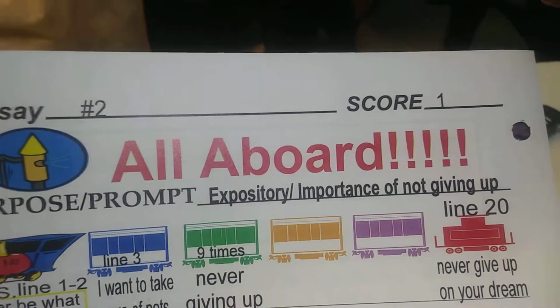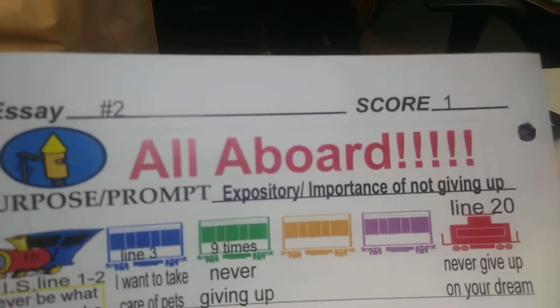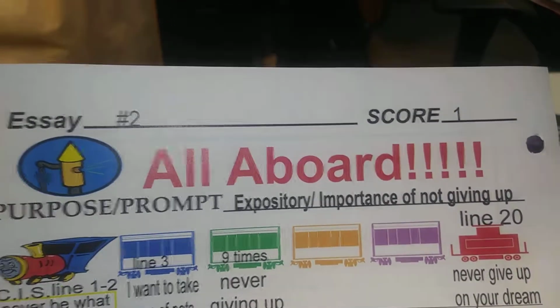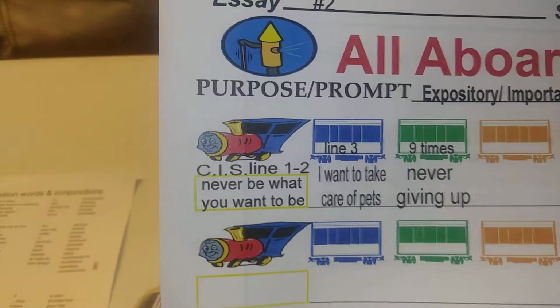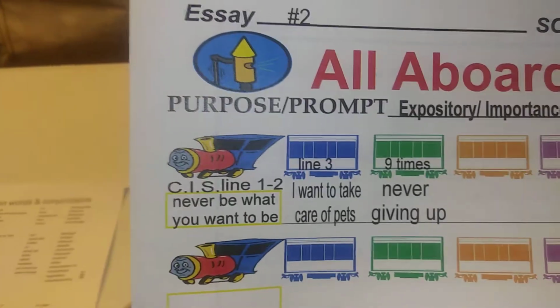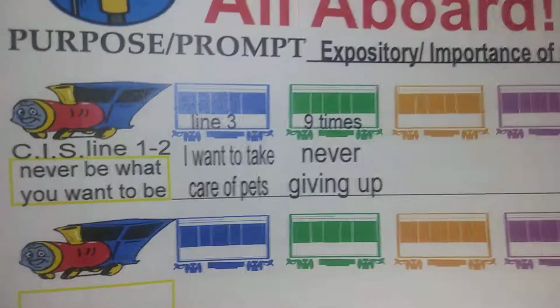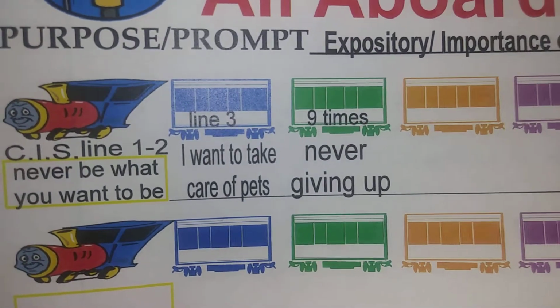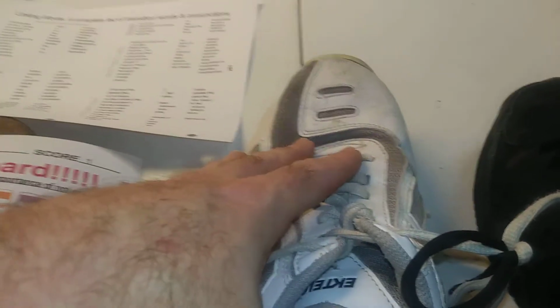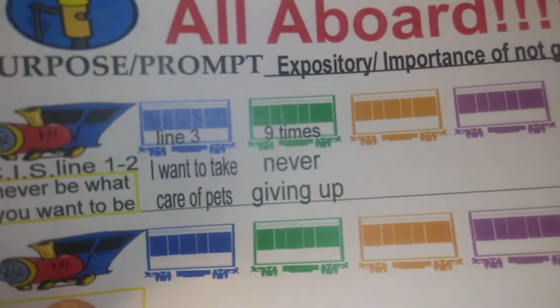And because that was a secondary essay, the way that works is 1 plus 1 equals 2, and they double it for 4. All right, so the student said, if you give up, you never be what you want to be. Well, in paragraph 2, he or she said, I want to take care of pets. So there's a whole paragraph about wanting to take care of pets. Apparently, they have to say somewhere in there that they want to be a veterinarian or something. But they go on to write, I never want to give up.